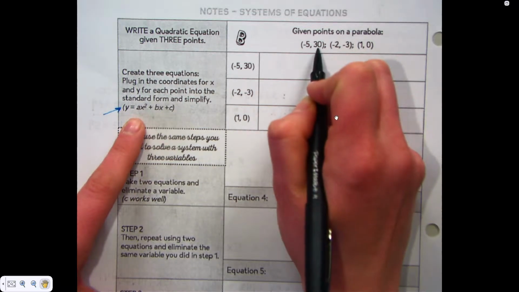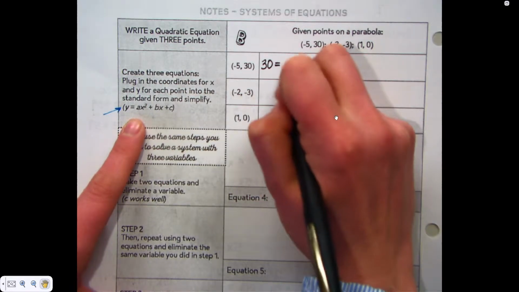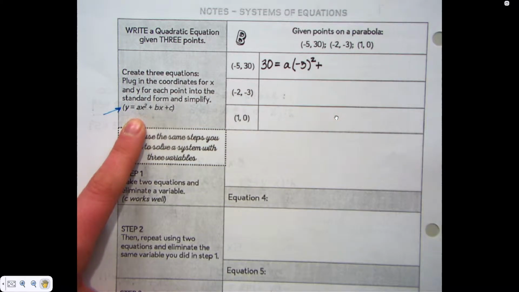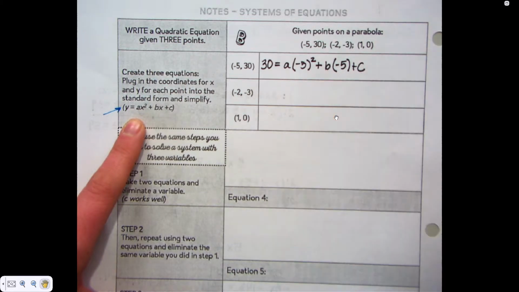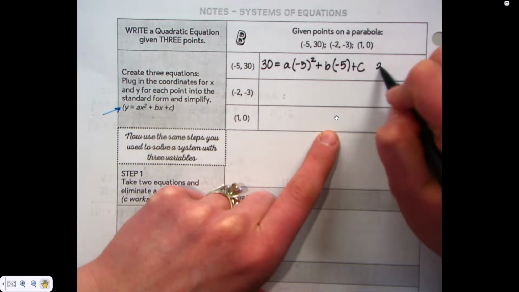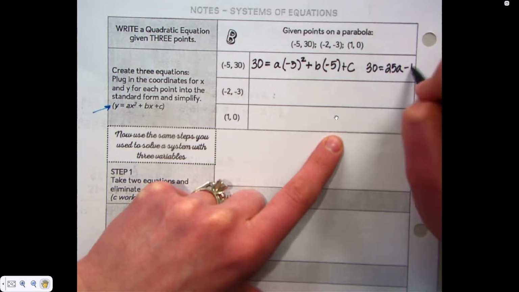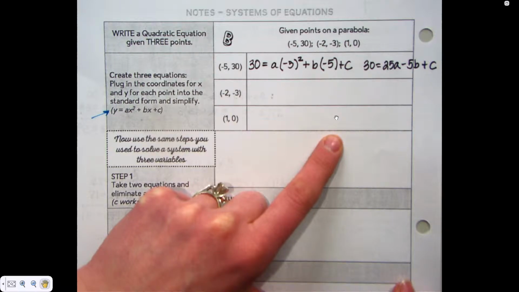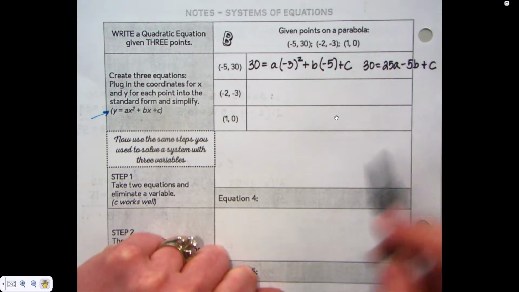So I know that I'm supposed to get 30 when I plug in a -5. So I would have a times -5 squared, and I would have b times -5, and then I would have plus c. So what I end up with, if I go ahead and square this out and clean it up, I would have 30 equal to 25a minus 5b and plus c. So that is my first equation of my 3-variable system. And I'm going to go ahead and do this for each of the 3 coordinates.